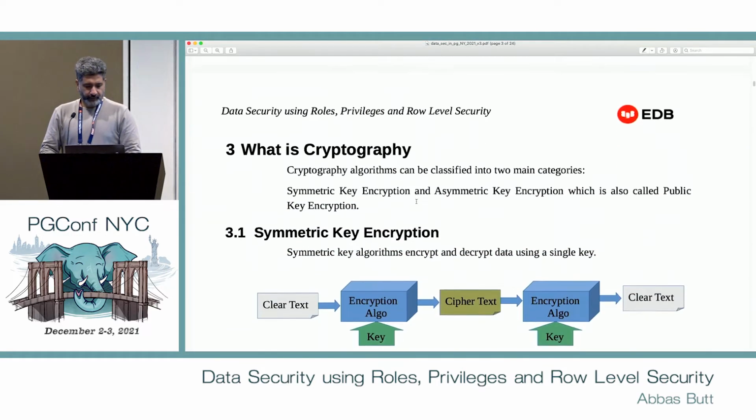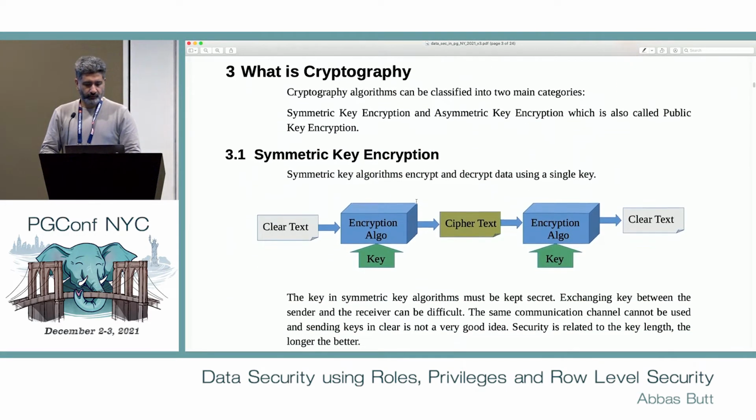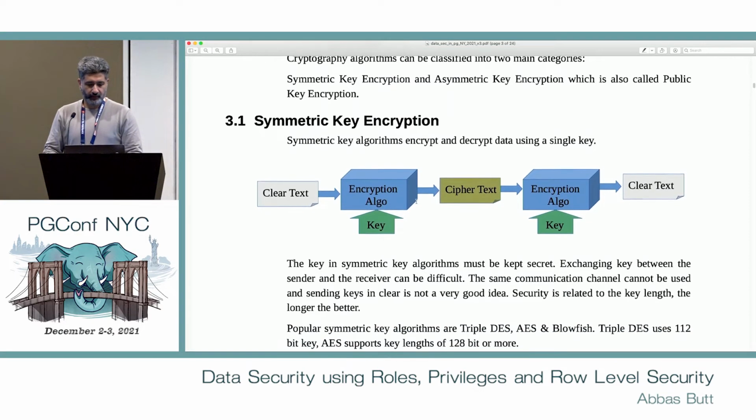So first up, let's talk about cryptography. You would know why I'm talking about this in a few slides. So cryptographic algorithms can be divided into two main categories, symmetric key encryption and asymmetric key encryption. And asymmetric key encryption is also called public key encryption.